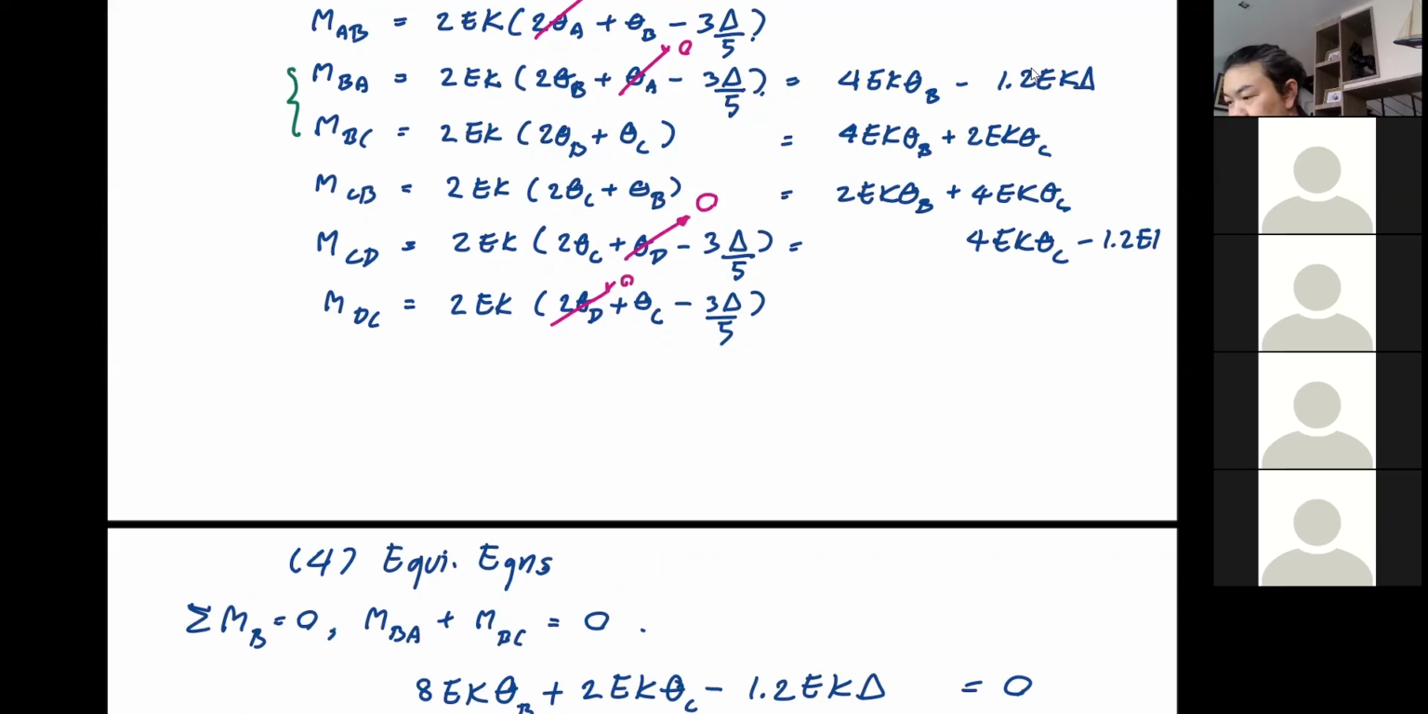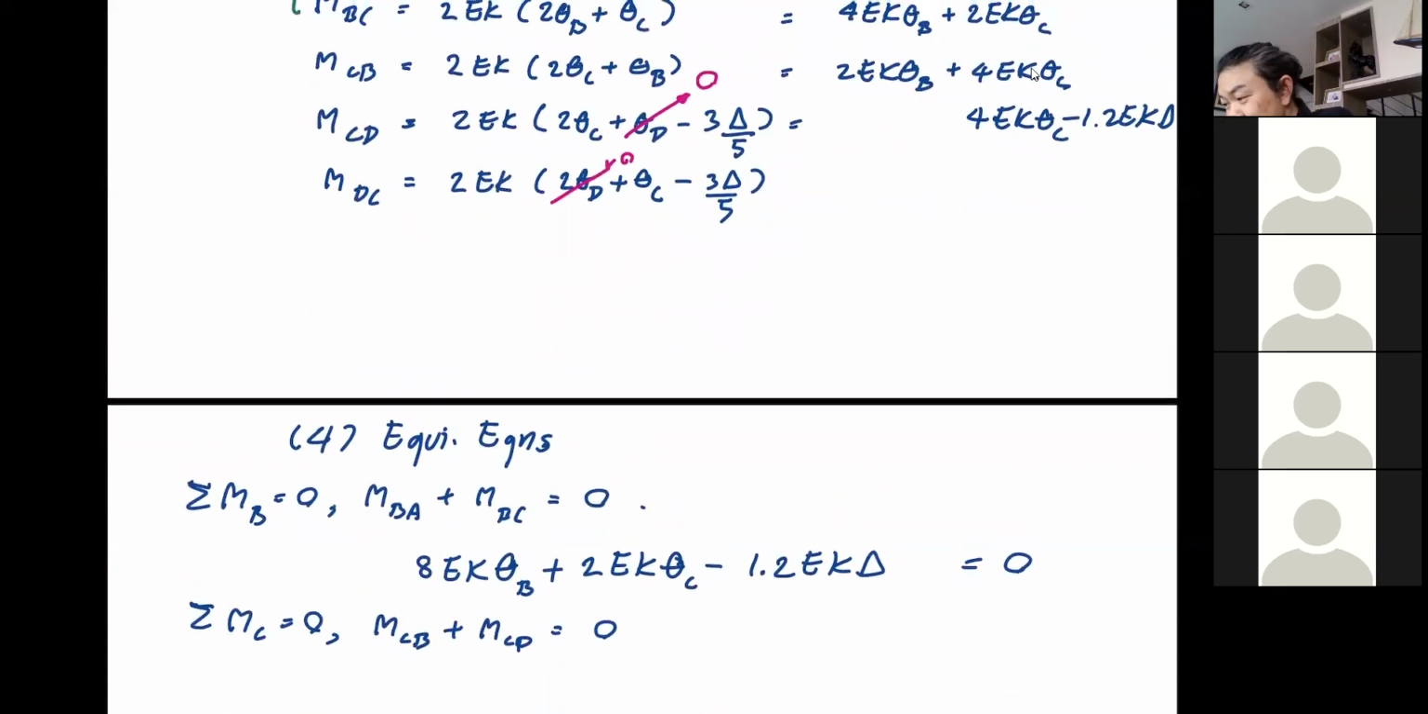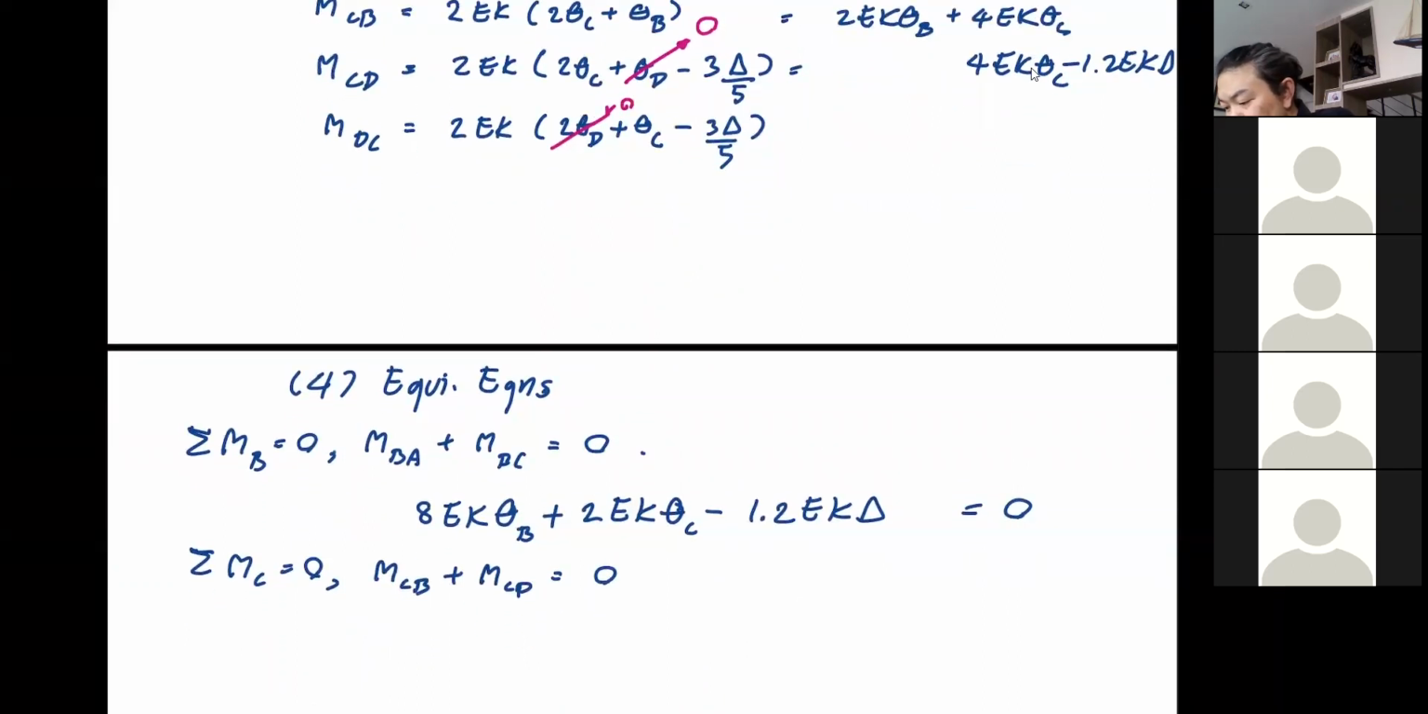delta. So there's a similarity in it. That one is going to be 2EK theta B plus 8EK theta C minus 1.2EK delta equal to zero.